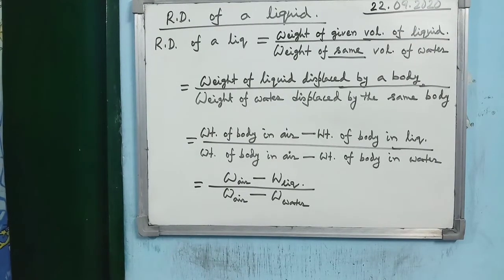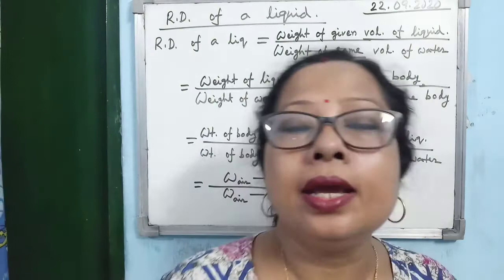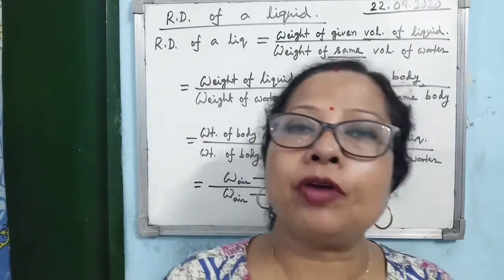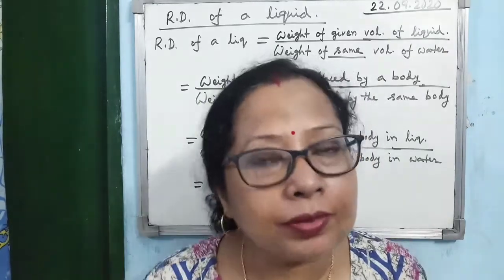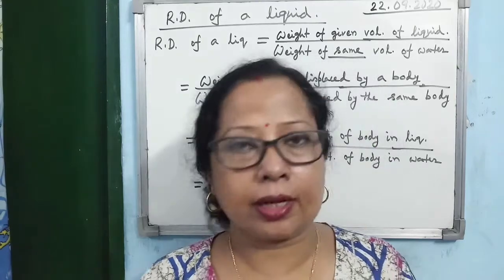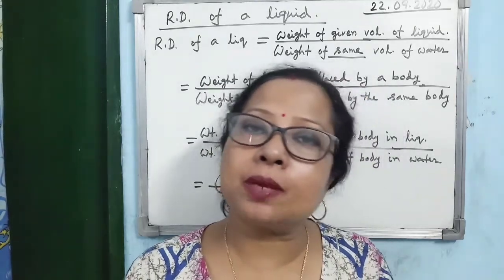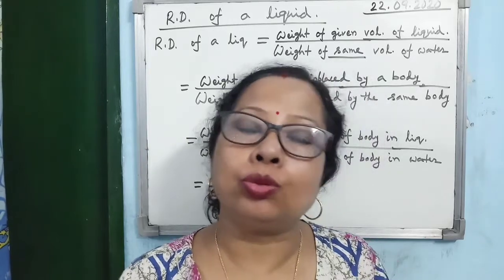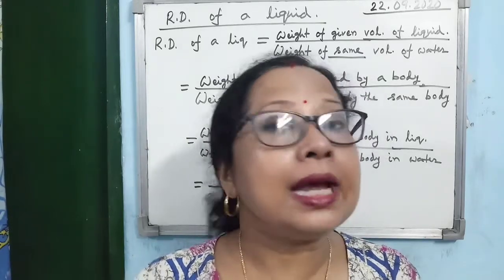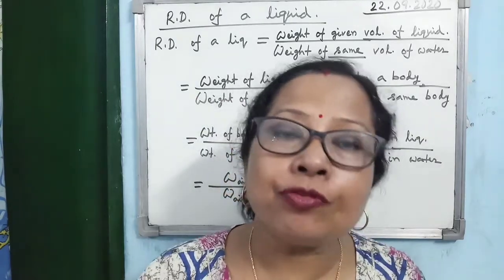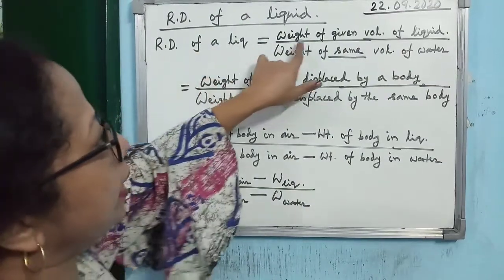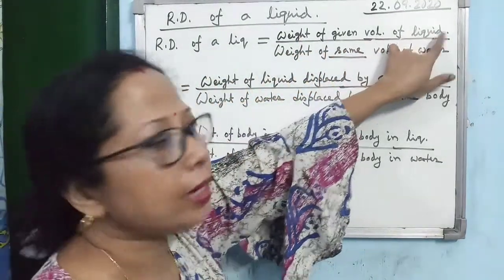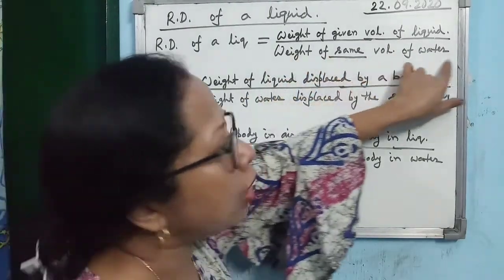Now, by using Archimedes principle, how can you find out the relative density of a liquid? According to our concept of relative density, you can write relative density is equal to density of the liquid divided by density of water. Now by Archimedes principle, it should be equal to weight of some volume of the liquid divided by weight of the same volume of water. Isn't it? That's why I have written that RD of a liquid is weight of a given volume of liquid divided by weight of the same volume of water.